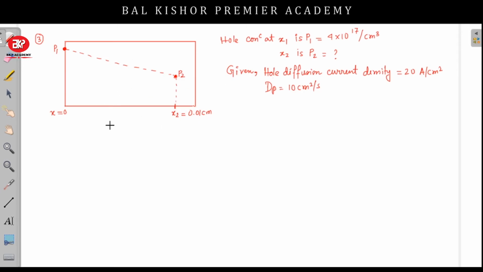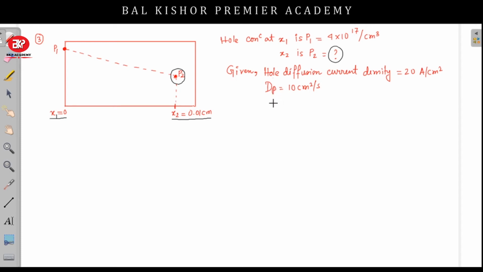A semiconductor bar is given, and here it is written at x equals to 0, and x equals to 0.01 centimeter. At x1 the hole concentration is p1 and at x2 we have to find the hole concentration. This is the question. We have to find the value of p2, and the hole diffusion current density is given, and Dp, the hole diffusion coefficient, is also given.